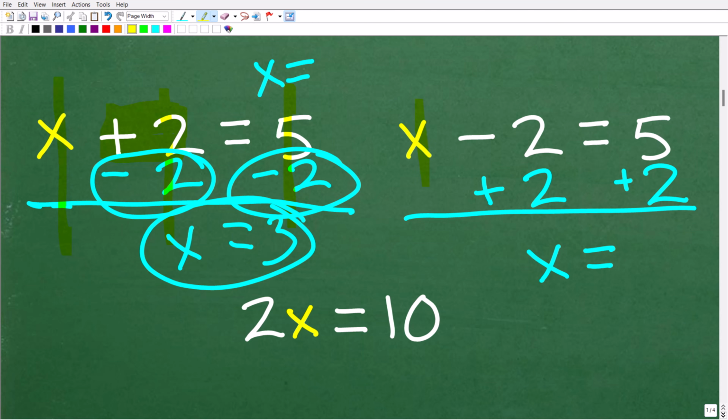Then we're going to add down in a column manner. Okay, so x plus nothing is x. Minus 2 plus 2 is 0. We don't need to write that. And then 5 plus 2 is 7. So 7 is our solution.